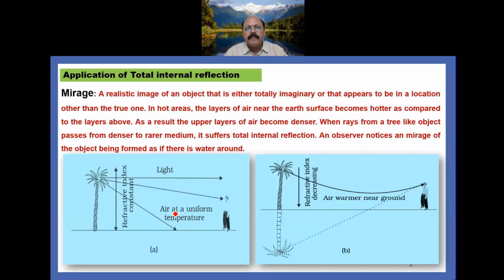And then total internal reflection takes place. In that condition, you can see in figure B, the observer observes the image of the object like the tree. It is just like an object which we observe when we stand at the bank of a pond or a river. So that is an optical illusion, and this formation is known as mirage.